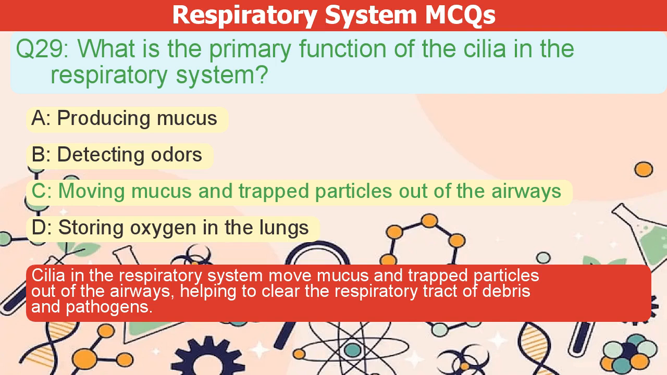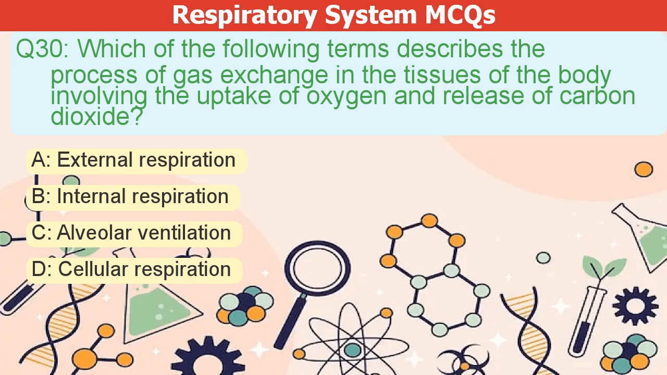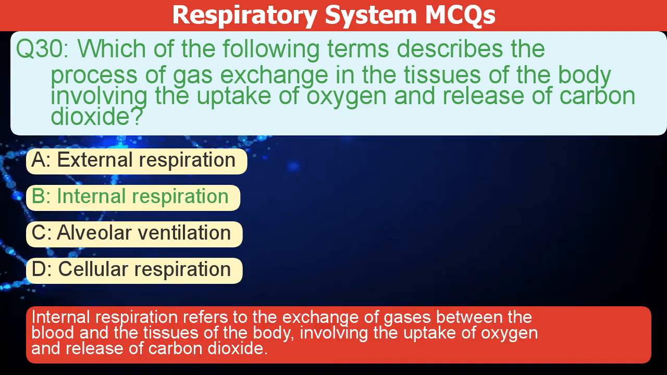of debris and pathogens. Which of the following terms describes the process of gas exchange in the tissues of the body involving the uptake of oxygen and release of carbon dioxide? A. External respiration. B. Internal respiration. C. Alveolar ventilation. D. Cellular respiration. The correct answer is B. Internal respiration refers to the exchange of gases between the blood and the tissues of the body, involving the uptake of oxygen and release of carbon dioxide.